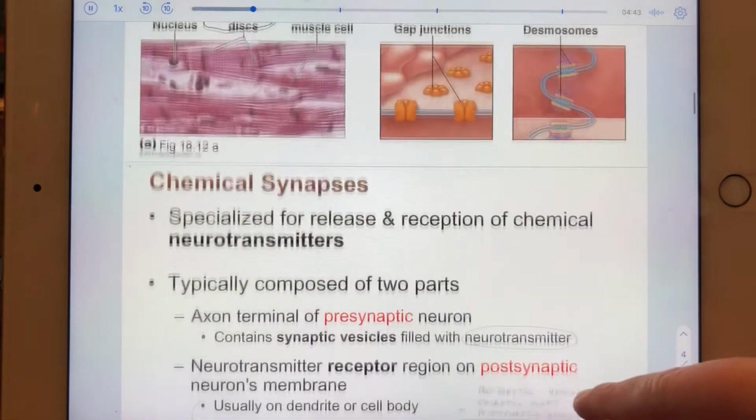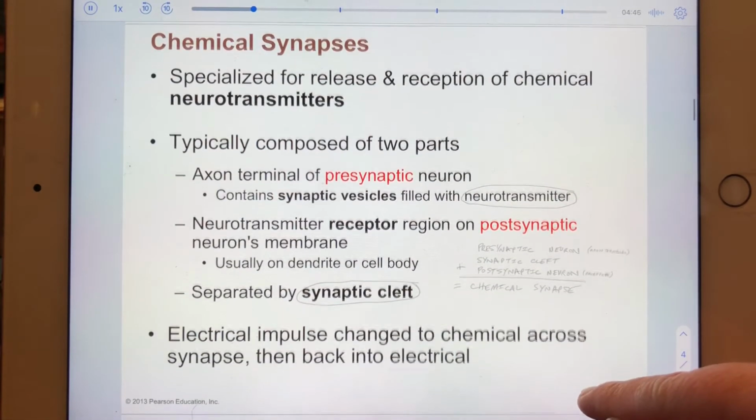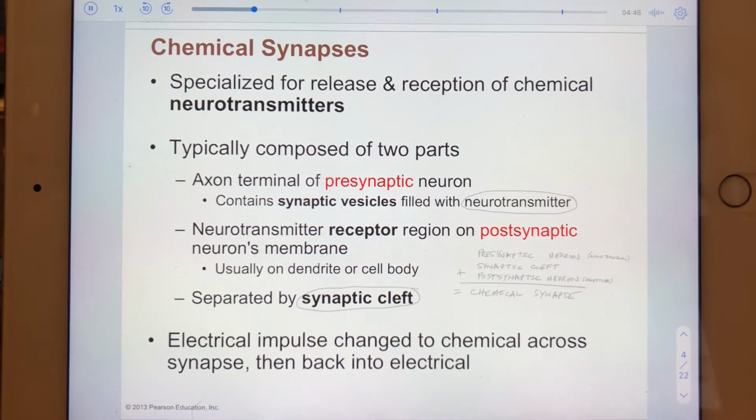I'm on slide 5. And therefore chemical synapses feature a space between presynaptic and postsynaptic neuron, and that space is called a synaptic cleft. Okay? A chemical synapse is comprised of presynaptic neuron plus that space. I'm going to run out of room. Let me write this elsewhere and smaller.